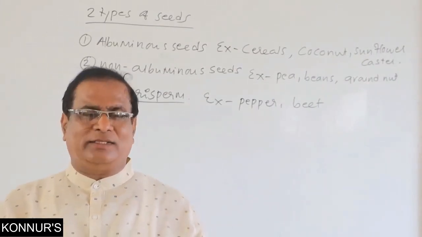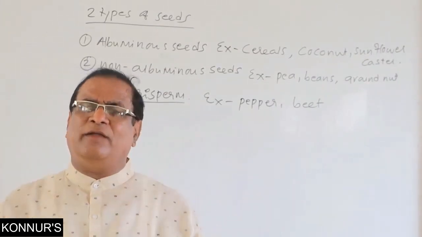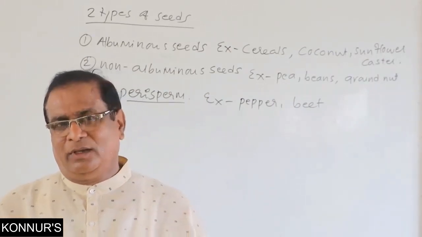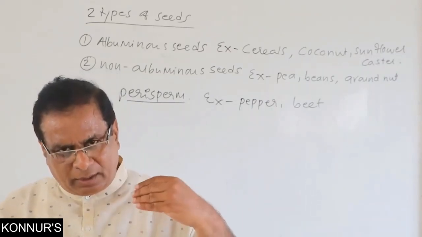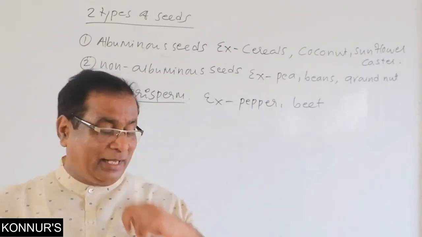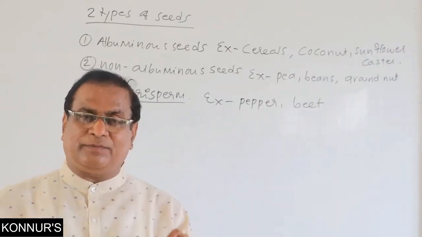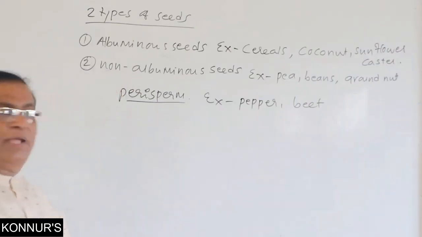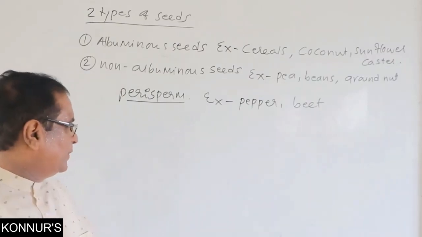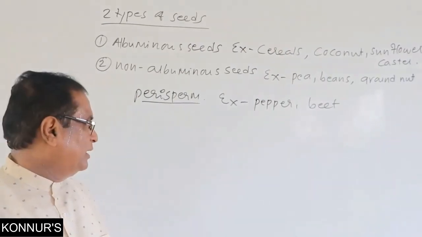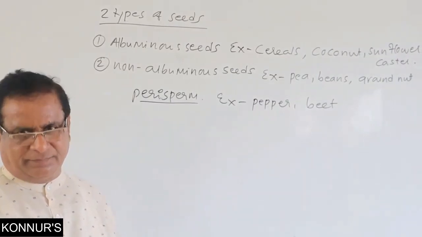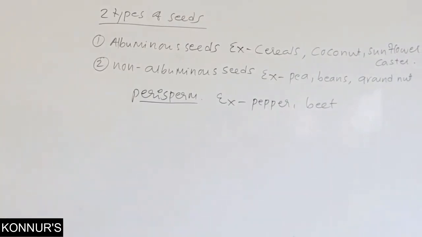Actually, once the embryo sac is completely formed, nucellus disappears at the time of embryonic development only. But here, the presence of that nucellus is said to be perisperm as well. An example for that is pepper and beet.